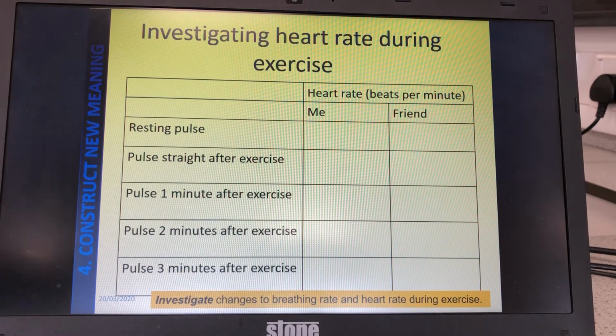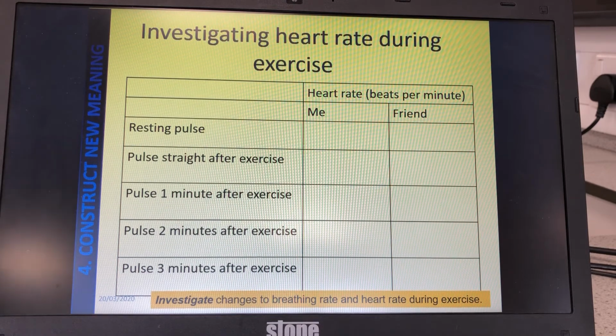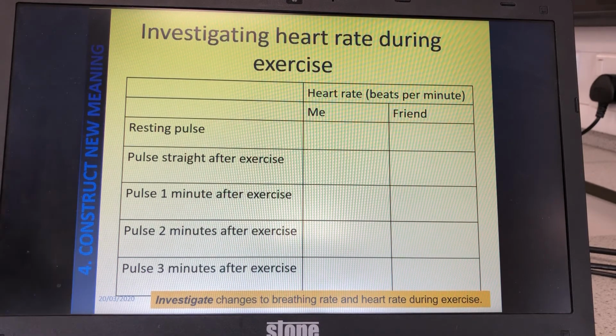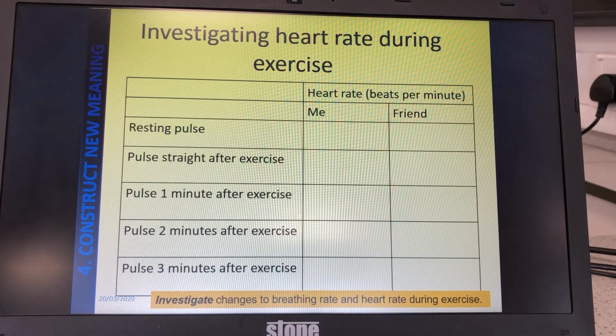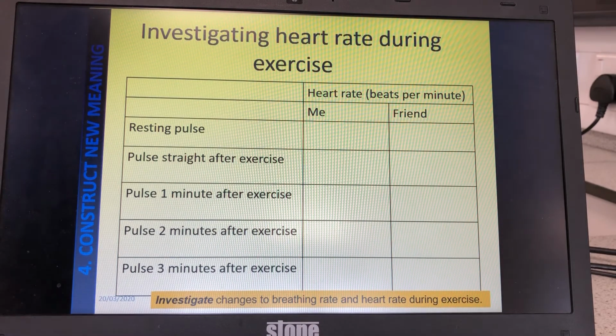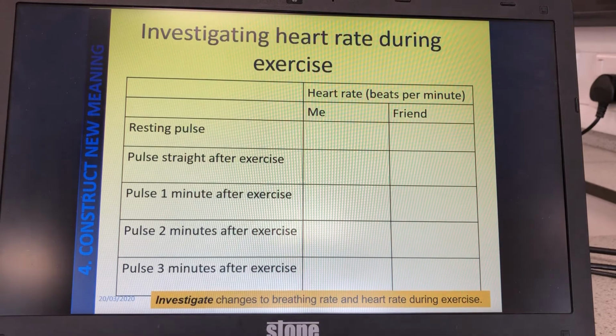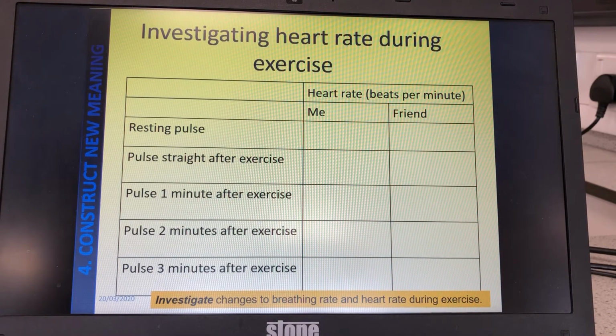15 seconds left. Ten seconds. Good job, everyone. 5 seconds. Okay, find your pulse rate. Sit yourself down. Okay, counting in now. Okay, counting, find your pulse.